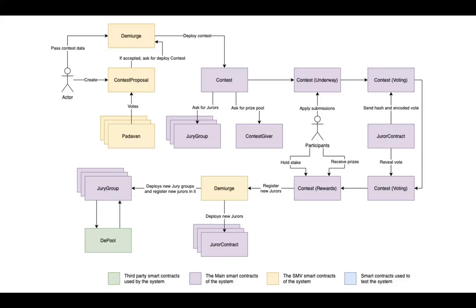First of all, this is the contract which should be used for voting, and this is one juror contract for any juror groups per each juror.